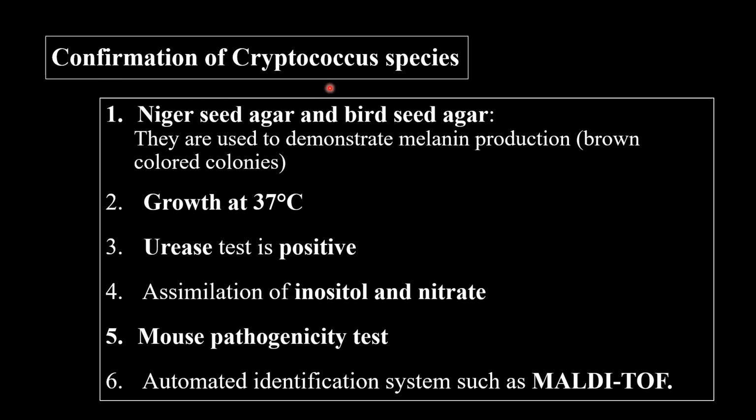So how do we confirm a Cryptococcus species? We have Niger seed agar and bird seed agar. They are used to demonstrate the melanin production. Brown colored colonies will be formed. Then we check for their growth at 37 degrees Celsius. We read that the production of phospholipase and urease are the virulence factors for Cryptococcus. Hence, if the urease test is positive, then we can confirm that it is a Cryptococcus species. Then we have assimilation of inositol and nitrate. We check for mouse pathogenicity test, and automated identification systems such as MALDI-TOF can also be used.